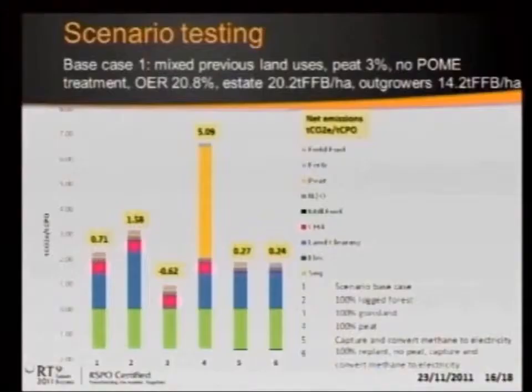Lastly, we come to some scenario testing. We populated the model with dummy data, and base case is at the top, with a mix of previous land use, some peat, no POME. And that's case 1, gives you 0.7. Above the line, again, emissions. Below the line, sequestration. The different colors are the different sources of the different components.